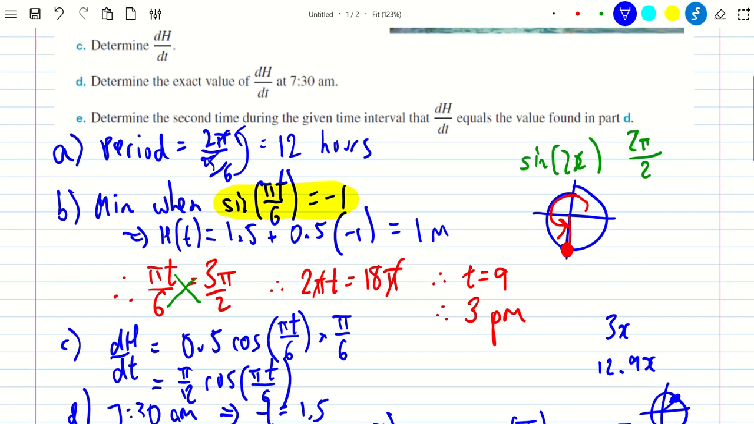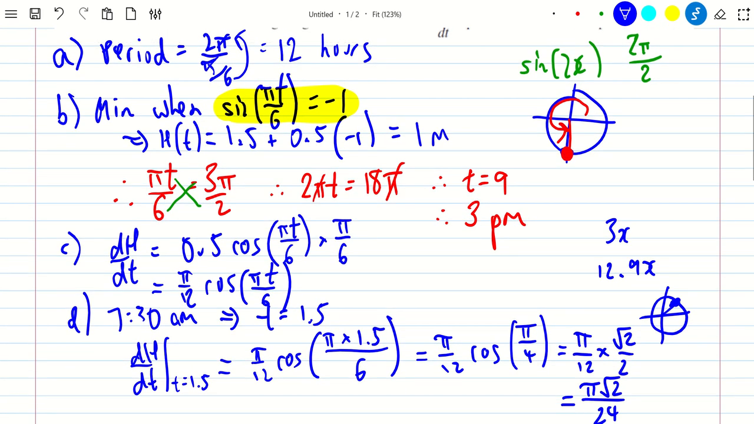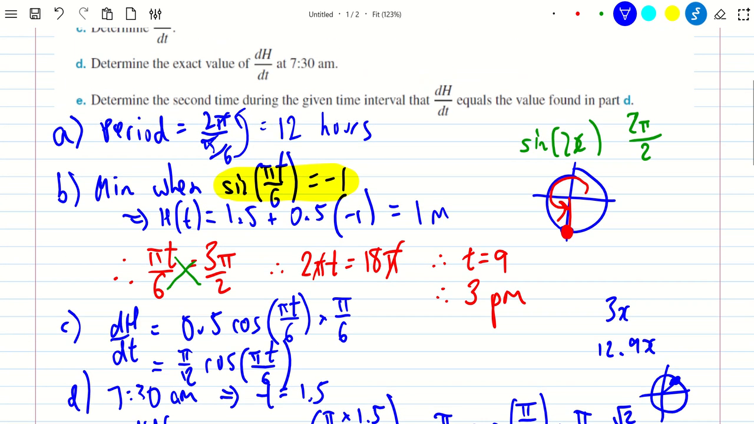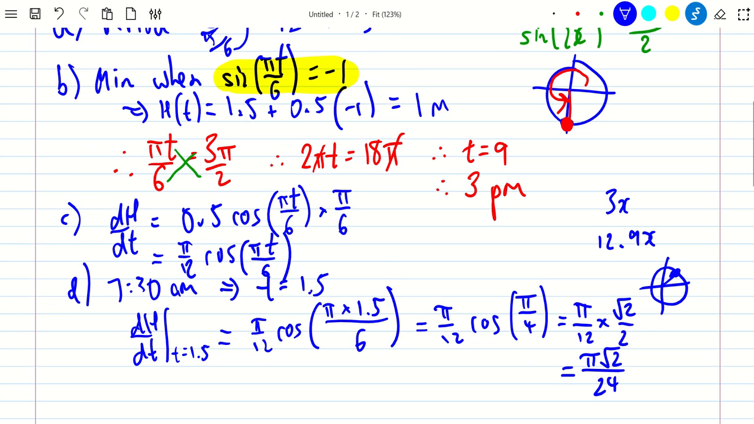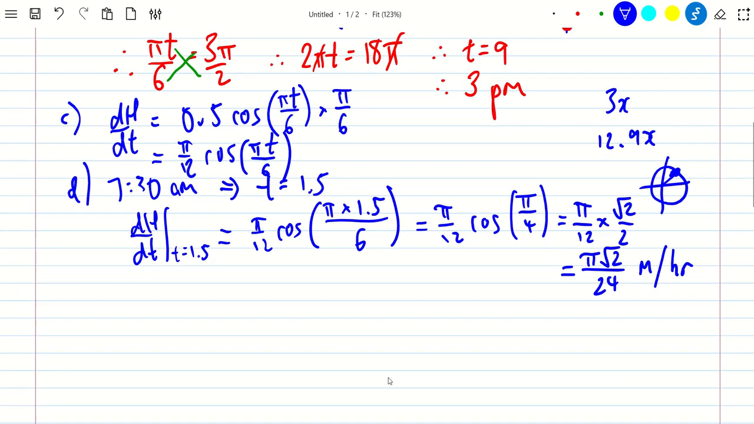Determine the exact value of dh/dt. That's the exact value. It can't be simplified any more than that. But we do need to put our units in here. What were the units of height? Meters. And what were the units of time? I'm assuming hours. And so that rate, after 1.5 hours at 7:30 a.m., is pi root 2 over 24 meters per hour. That's how much the tide is changing, the rate that it's changing at that time.